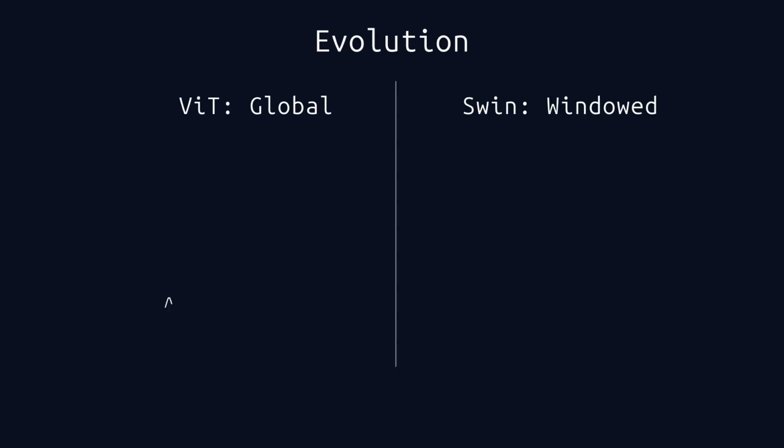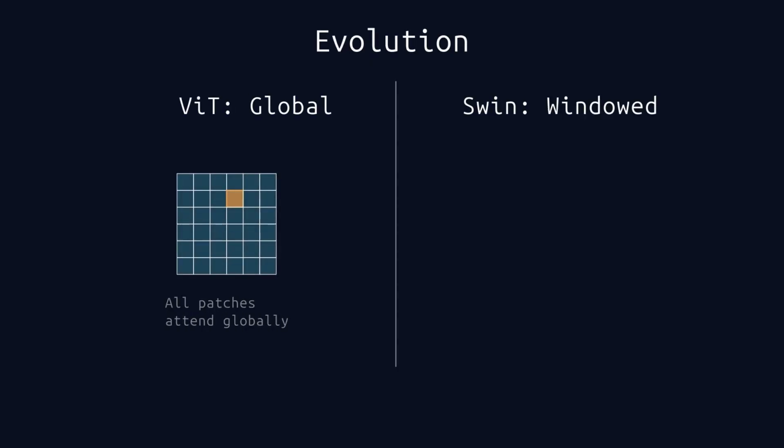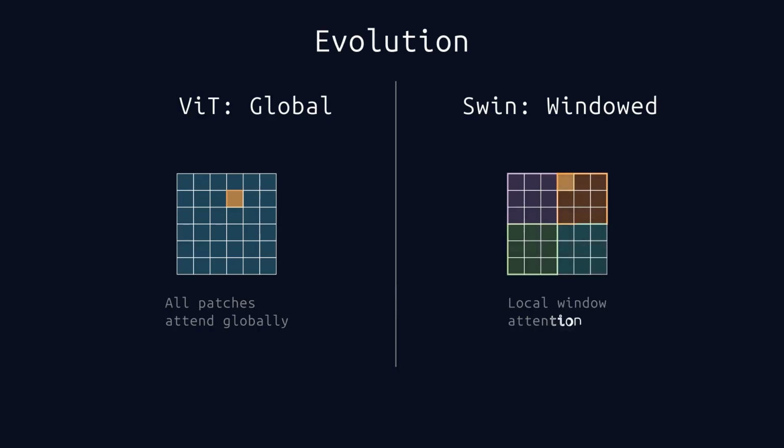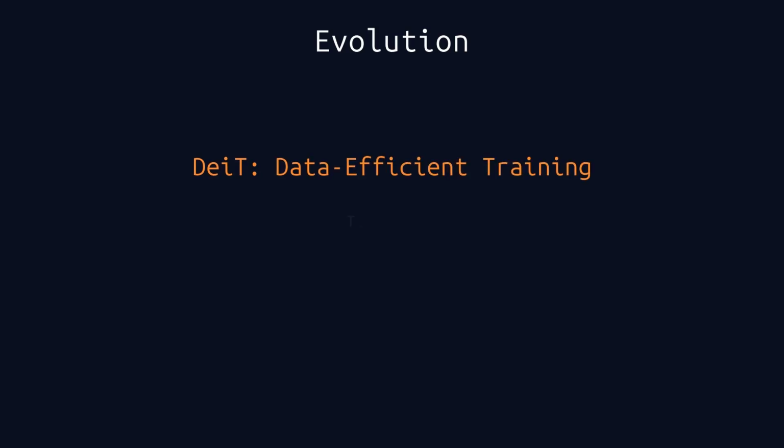Since the original vision transformer, we've seen rapid evolution. Swin transformers use window attention. Patches only attend within local windows, dramatically reducing compute from quadratic to linear. DeiT made training practical with better techniques and distillation, so you don't need hundreds of millions of images.